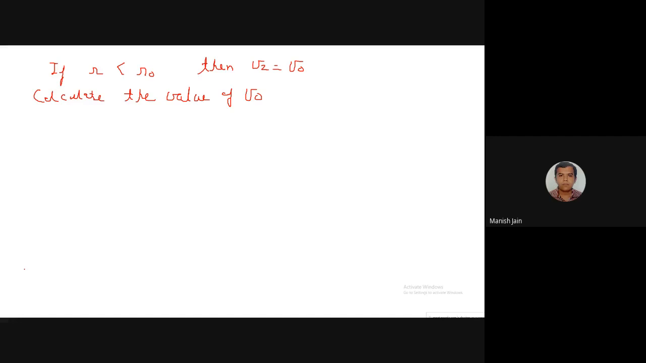At a given point, the fluid is flowing in one direction. At a given point, you have one velocity. Either it is 2 meters per second, or 3 meters per second, or 4 meters per second. It is not possible that at a given point you have two different velocities. So here we assume that at R equal to R naught, there should be only one velocity.